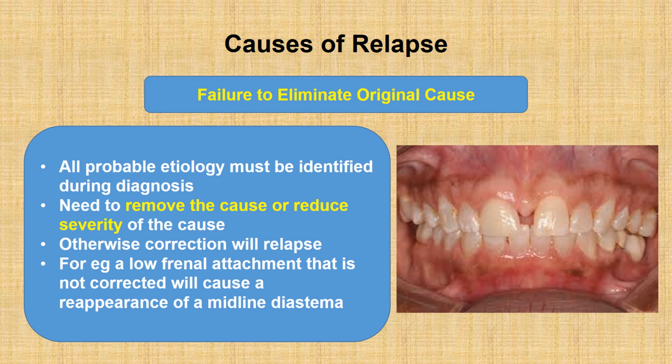Now, another cause of relapse is the failure to eliminate the original cause. All probable etiology must be identified during the treatment planning and diagnosis stage, and it needs to be removed, and the treatment must aim to remove the cause or reduce the severity of the cause. Otherwise, the correction will not be stable and will relapse. For example, a low frenal attachment that is not corrected will cause a reappearance of the midline diastema.